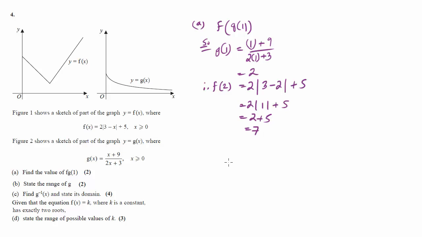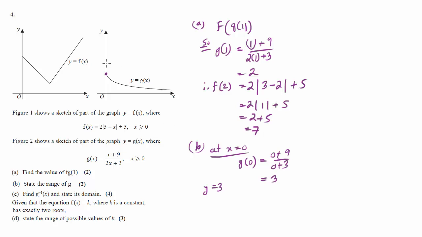Question B. We have to find the range of g(x). For range, we need to know the highest value and the lowest value. So let's check what the picture actually looks like. The highest point is where the graph cuts the y-axis, so at x equals 0. g(0) means (0 plus 9) divided by (0 plus 3), which is 9 divided by 3, which is 3. So at the y-axis, it's 3.